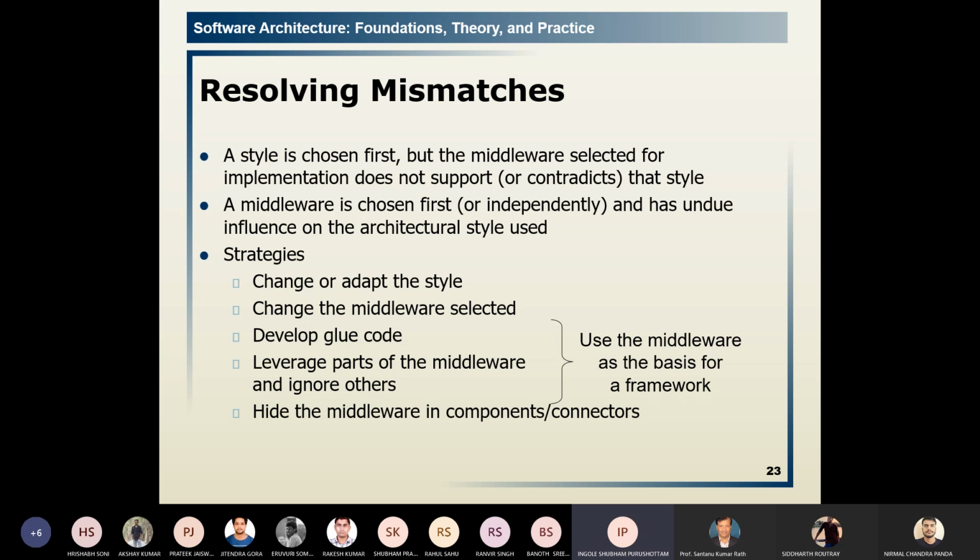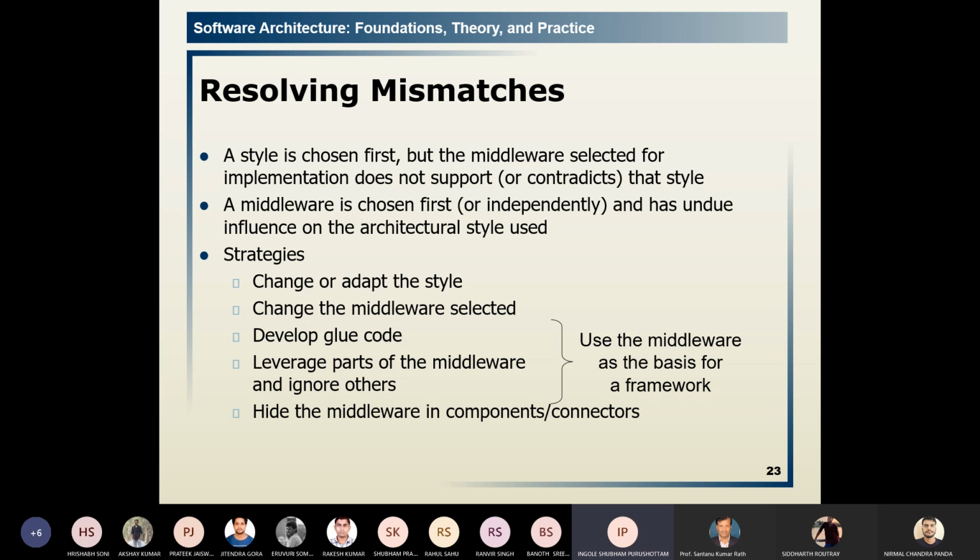So what are the strategies for resolving these mismatches? The first one is change or adapt the style; we adapt the style according to the middleware. The second one is change the middleware selected, if we don't want to change or adapt the style. The third and fourth are to use the middleware as the basis for a framework: develop glue code, and leverage parts of the middleware and ignore others.